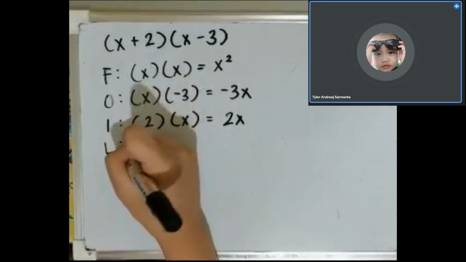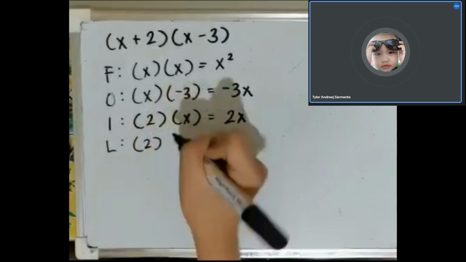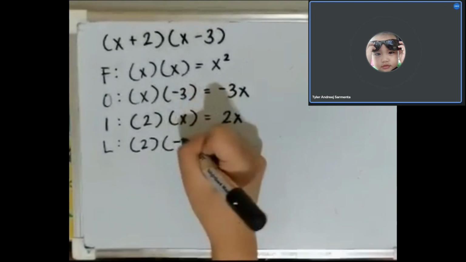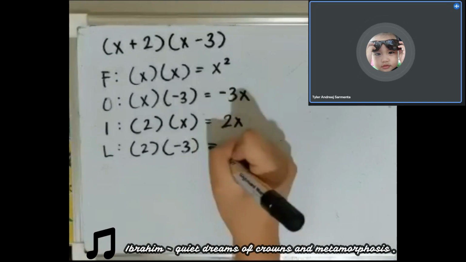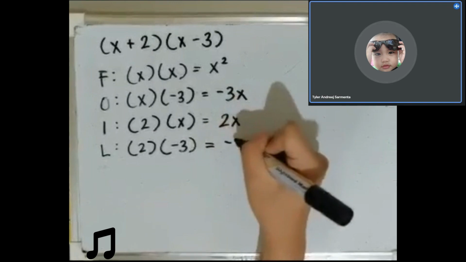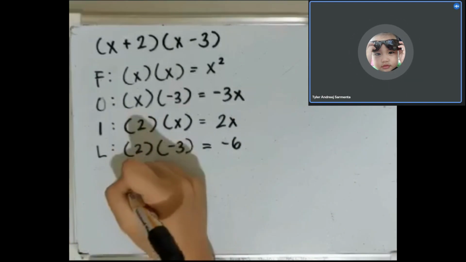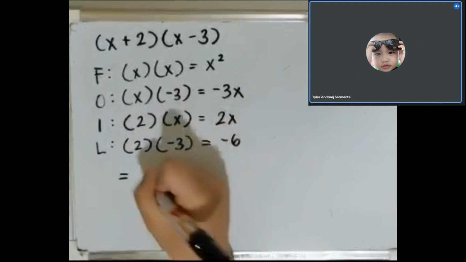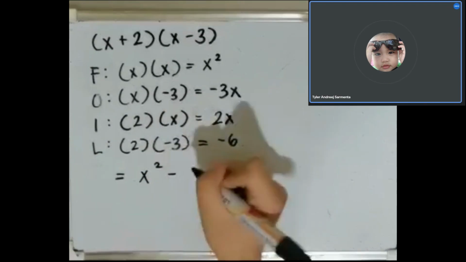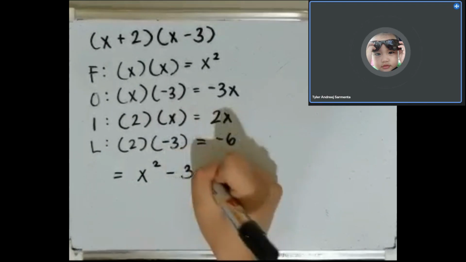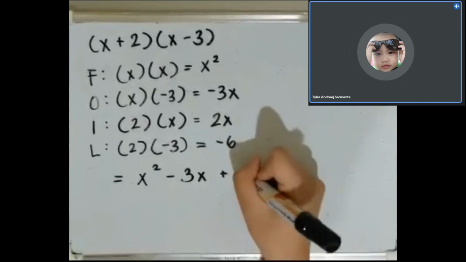Then last but not least, we need to multiply the last terms of the two parentheses. Take the second term from each of the parentheses, which are 2 and negative 3, then multiply. 2 times negative 3 is equal to negative 6. Then arrange into our equation: x squared, negative 3x, positive 2x, and negative 6.